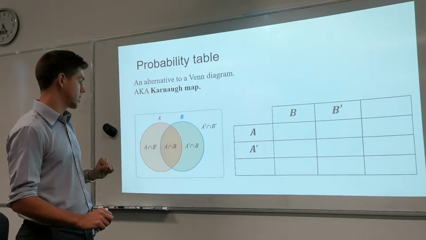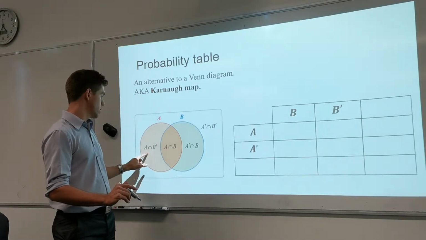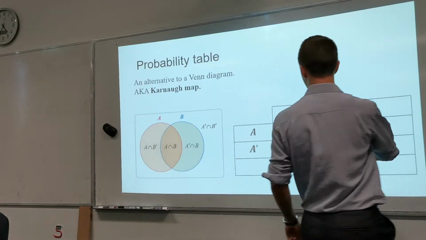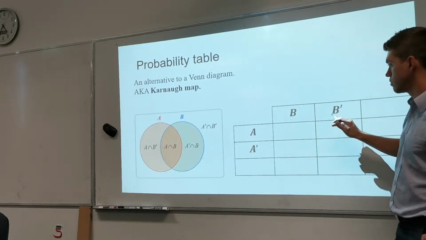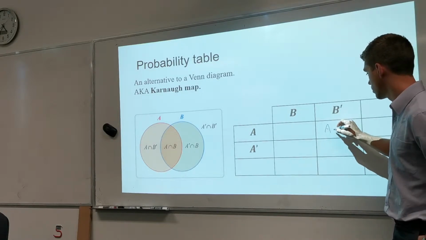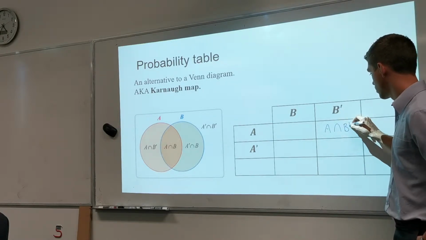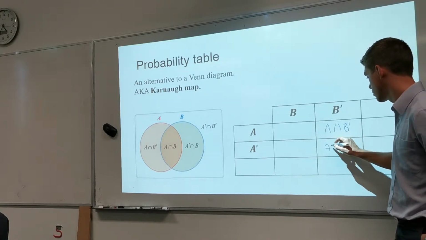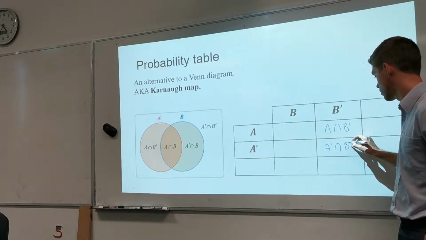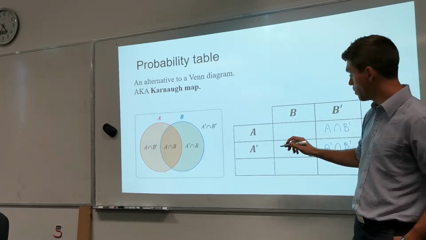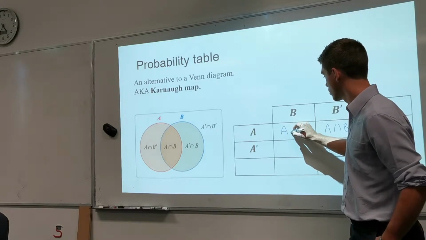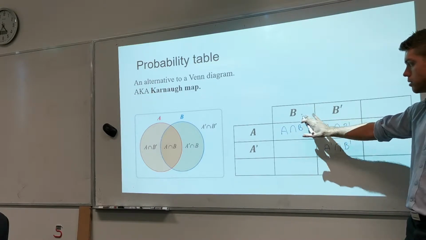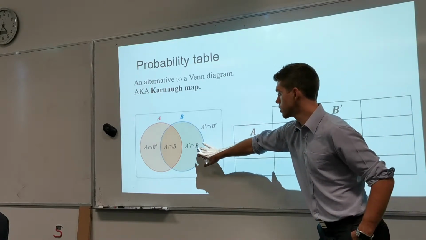So how do all of these fit onto here? Well, A intersection not B, where is A and not B? Not A and not B. A intersection B. And B intersection not A. So our last region then.